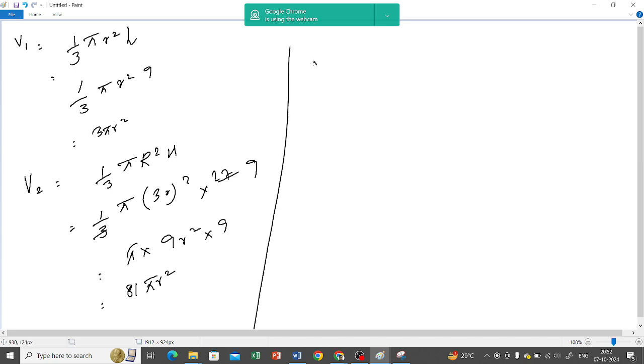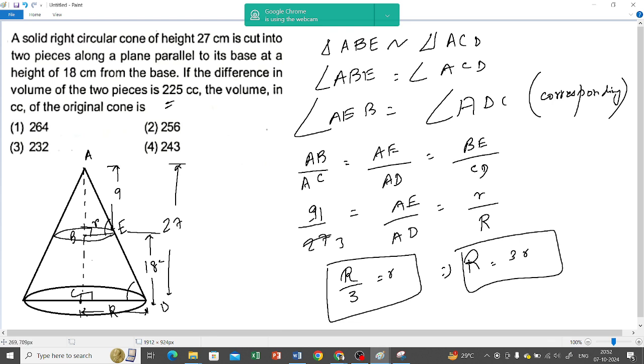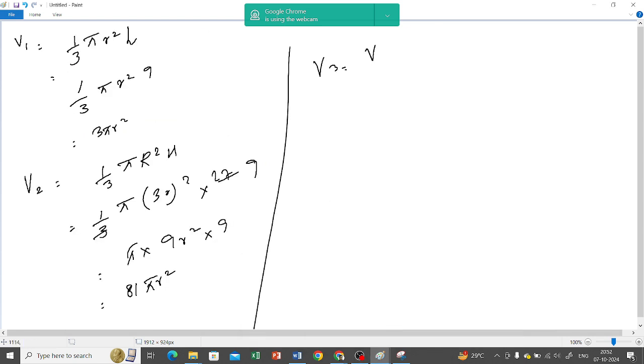Now this is called a frustum of a cone. Frustum means this portion, when the upper cone is removed and whatever we have, this trapezoidal type of thing. So what is the volume of this thing? It is V2 minus V1, right? 81 pi r square minus 3 pi r square. That is 78 pi r square. Yes or no? Till here did you understand, Neeladri?